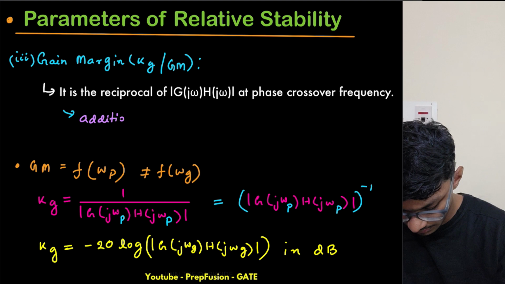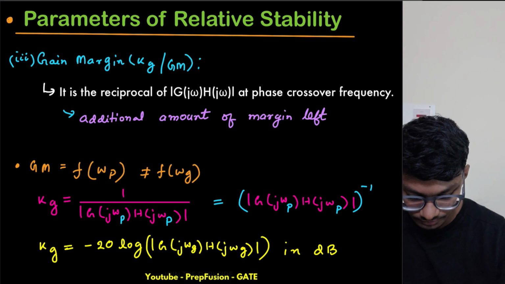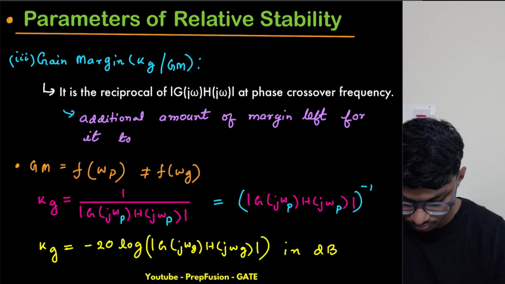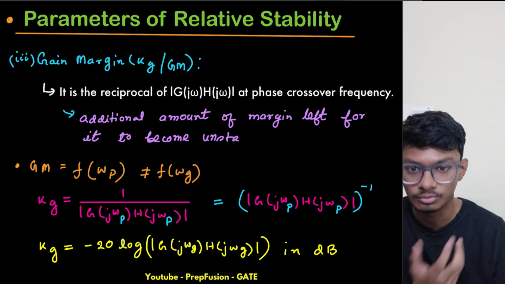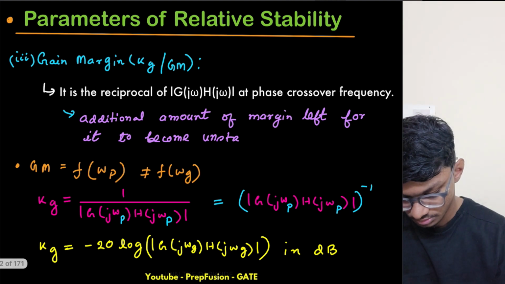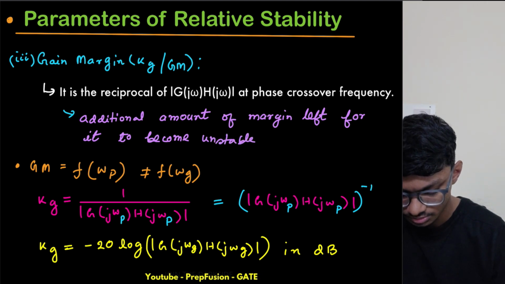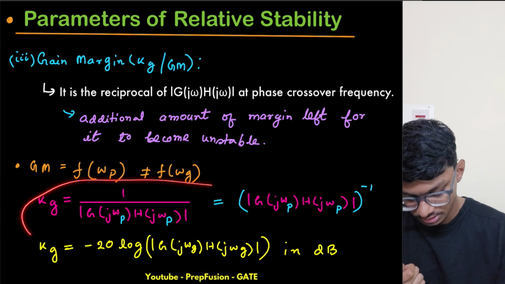Additional amount of margin left for it to become unstable, or you can say marginally stable, because at that critical point the system goes to marginally stable, or unstable I say, because after that, at that frequency, it will anyway be unstable. So this is the value of gain margin.